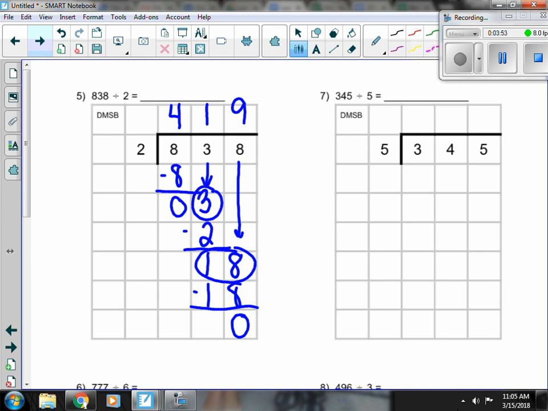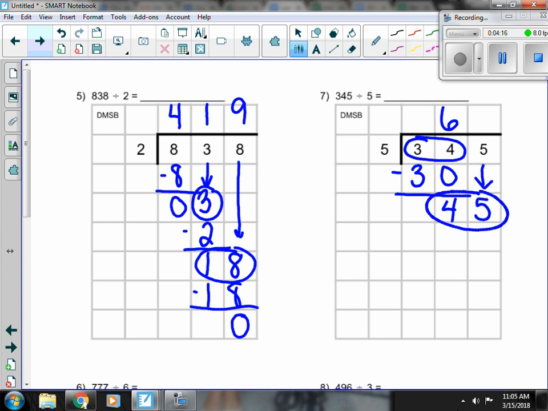My next one, 5 can't go into 3, so I need to think, how many times can 5 go into 34? The closest I can get is 6. 7's pretty close, but it's over, so I can't use it. 6 times 5 is 30. If I subtract that, I get 4. I'll do my check. 4 is less than 5, so I'm going to bring down my next number and think, how many times does 5 go into 45? That's 9. 9 times 5 is 45, and I have 0 for my remainder.